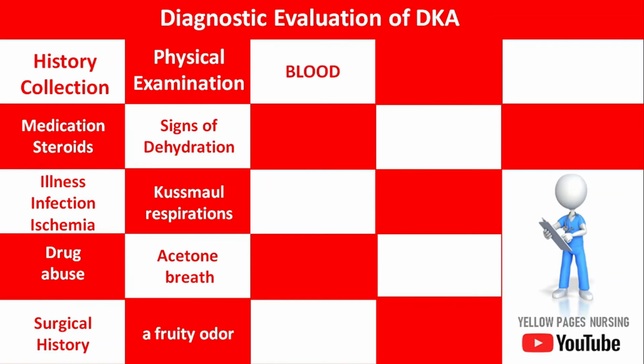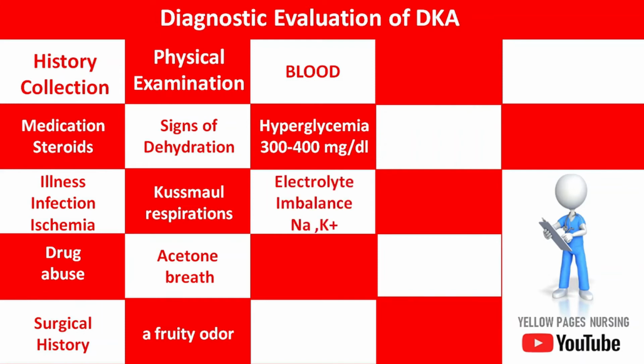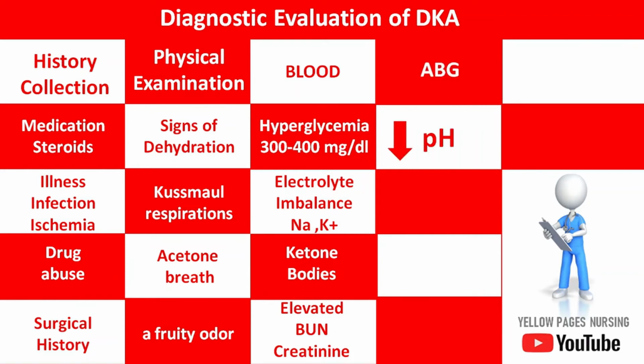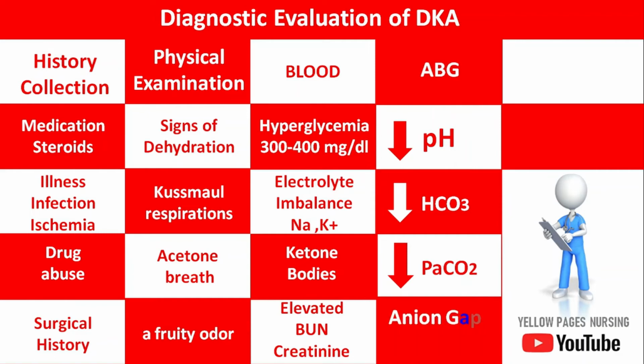Next come blood investigations, where there is hyperglycemia, that is blood glucose level of 300 to 400 mg per dL. Electrolyte imbalance, for example of sodium and potassium, is caused by osmotic diuresis, and ketone bodies are found in the blood, along with elevated blood urea nitrogen and creatinine. In ABG, there is decreased pH, decreased bicarbonate, and decreased partial pressure of carbon dioxide, and the anion gap is more than 10. In urine, there are ketone bodies and infection, indicated by presence of pus cells.